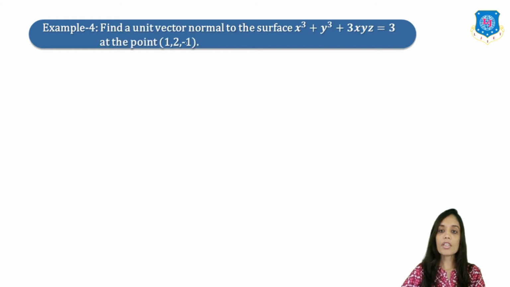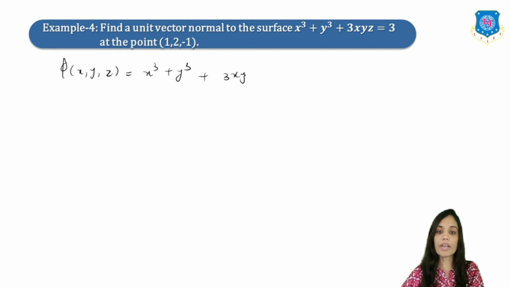Now, let us solve one more example. We have to find the unit normal vector to the surface x cube plus y cube plus 3xyz is equal to 3 at the point 1, 2, minus 1. So first our phi of x, y, z is equal to x cube plus y cube plus 3xyz. Take this 3 on this side, minus 3. So this is our phi.